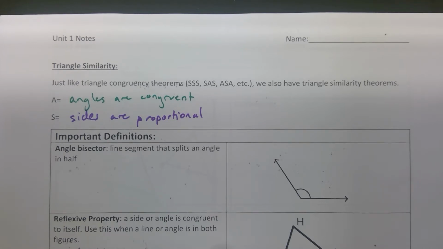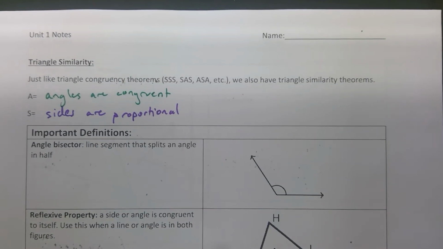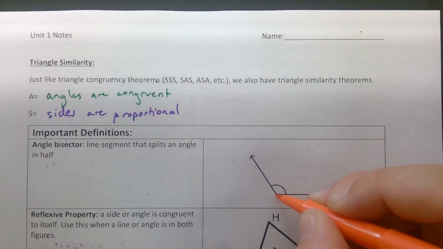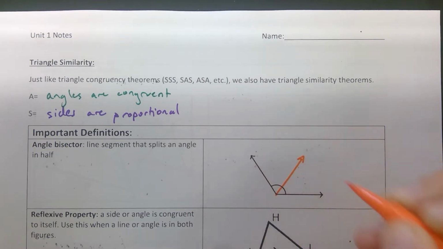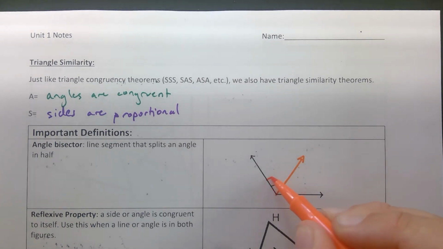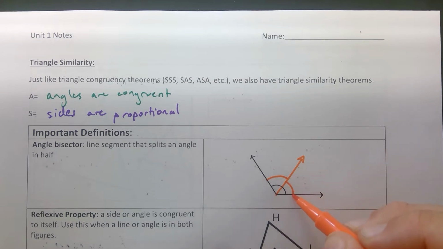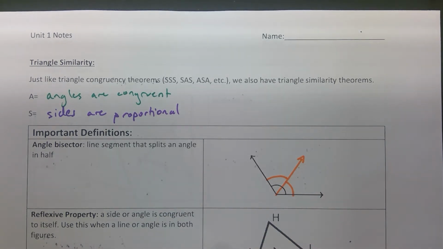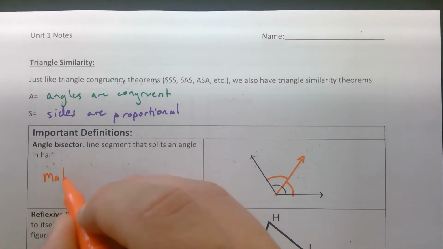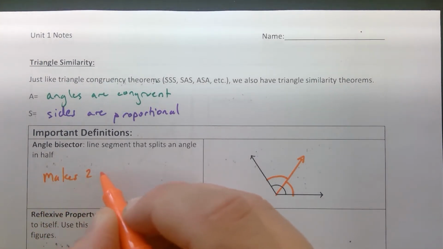We have an angle bisector. So bisector means cuts in half. So a line segment that splits an angle in half. So I have an angle here. I'm going to draw, here's my angle bisector. This angle right here and this angle right here are both congruent to each other. Okay? So that's how we have an angle bisector. Makes two congruent angles. Okay? So let's make a note there. Makes two congruent angles.